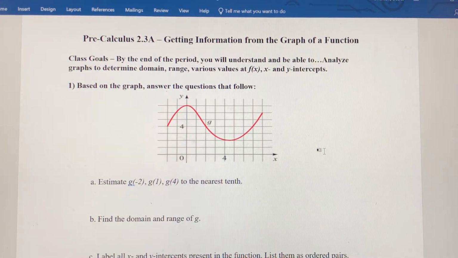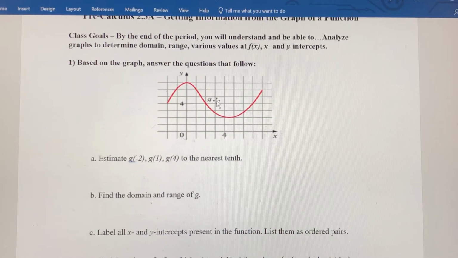All right, so in this video, we're going to get information from the graph of a function, okay? So you can see the function g here graphed out in red. We can refer to this as a graph or a curve, whatever you want to do. So what we're going to do is we want to analyze the graph. We want to be able to determine specific values for f of x, okay? We want to be able to determine domain and range. We want to be able to determine x and y intercepts, and so on, okay? So there's a lot of things you can pull from the graph of a function, which this is.